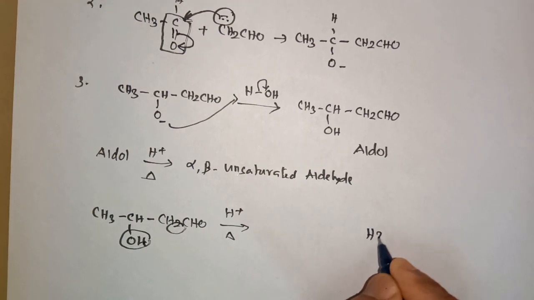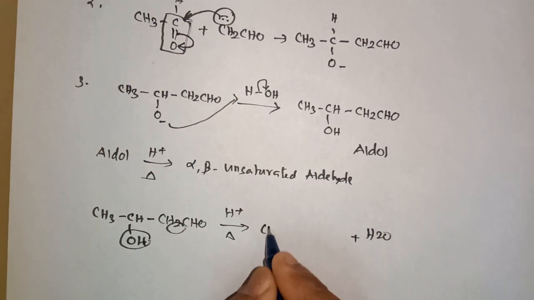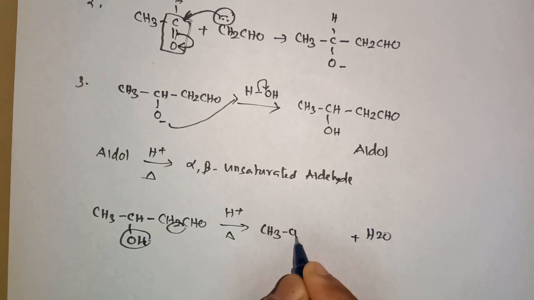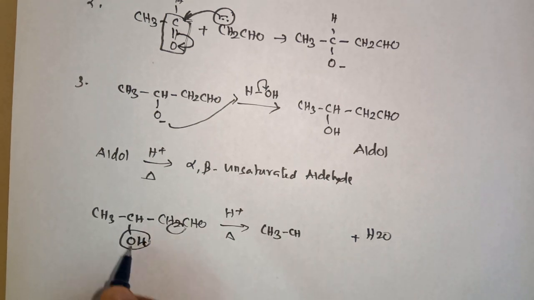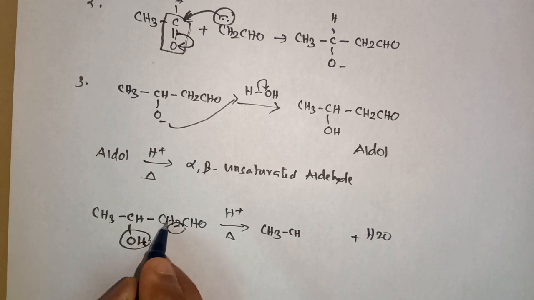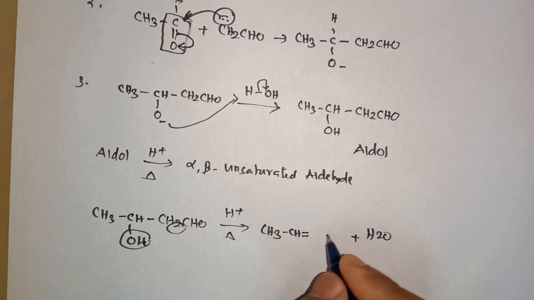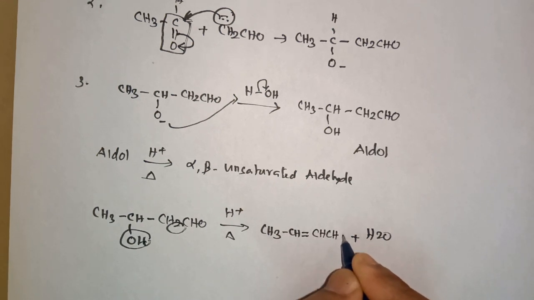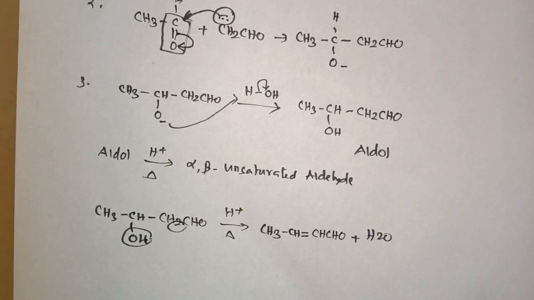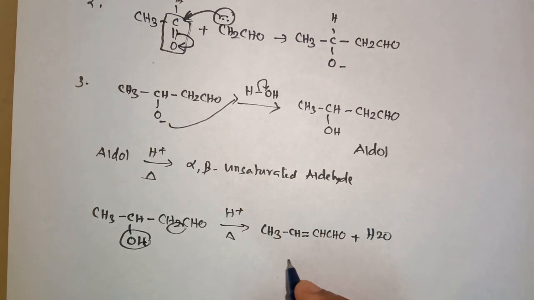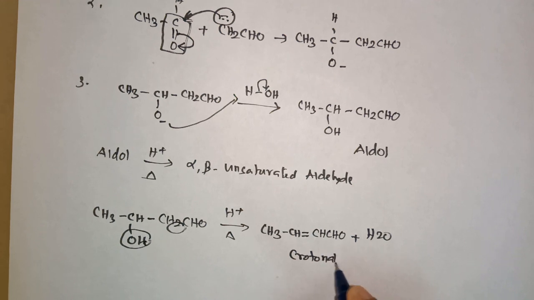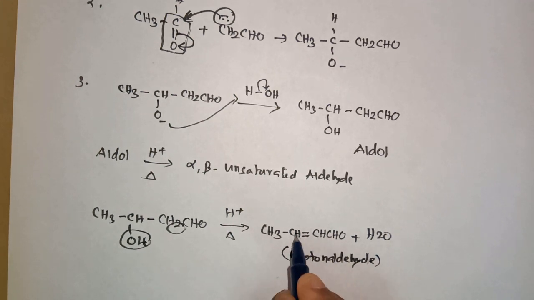So what is left? Water comes out and we get CH3, it is CH, here also CH. This carbon is losing one valency, this carbon is losing one valency, so we get a double bond here. So we get a double bond, CH, CHO. It is called crotonaldehyde. It is named as crotonaldehyde, or we can go for IUPAC naming.